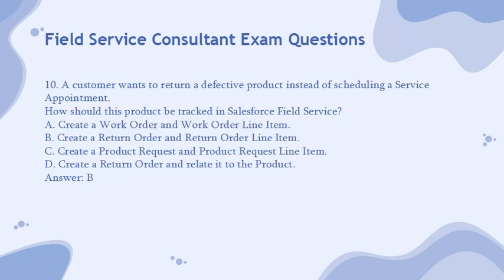10. A customer wants to return a defective product instead of scheduling a service appointment. How should this product be tracked in Salesforce Field Service? A. Create a work order and work order line item. B. Create a return order and return order line item. C. Create a product request and product request line item. D. Create a return order and relate it to the product. Answer: B.